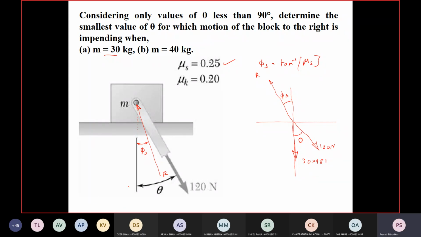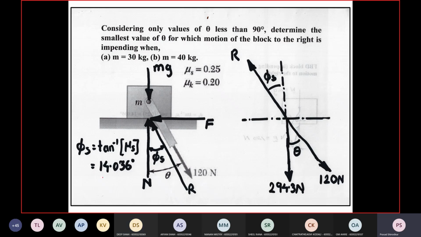Phi s is tan inverse of mu s. So tell me, what is the value of phi s? 14. 40, correct. So phi s is 14 degrees, and this is the diagram which we are going to use. Right. Now let's apply Lami's theorem.